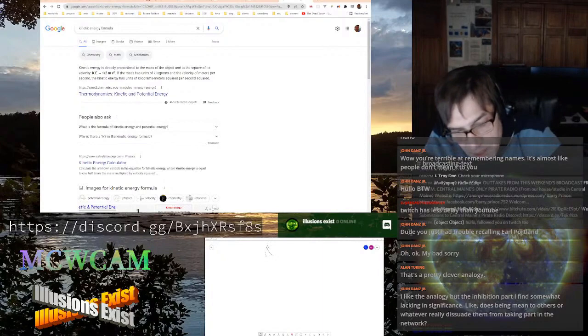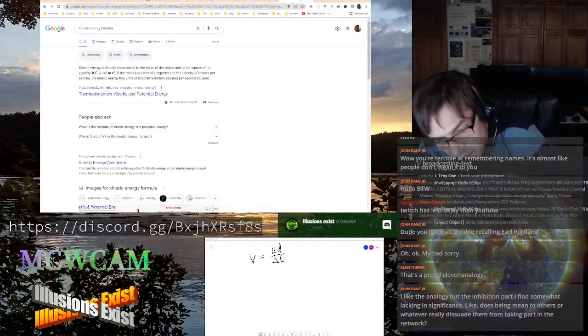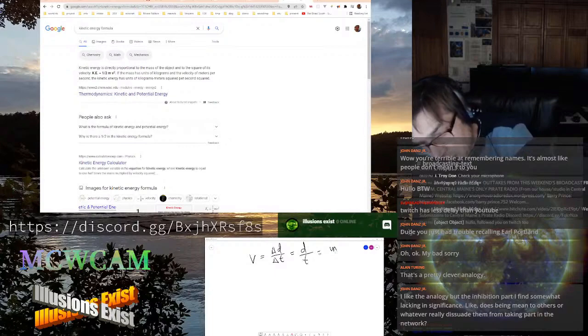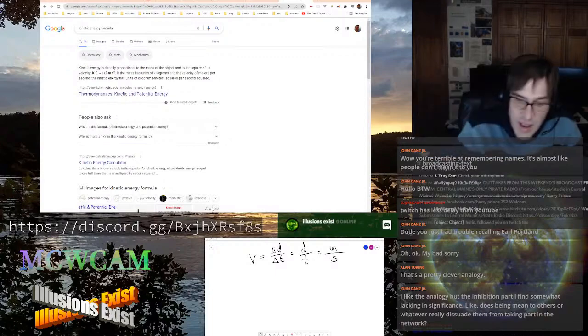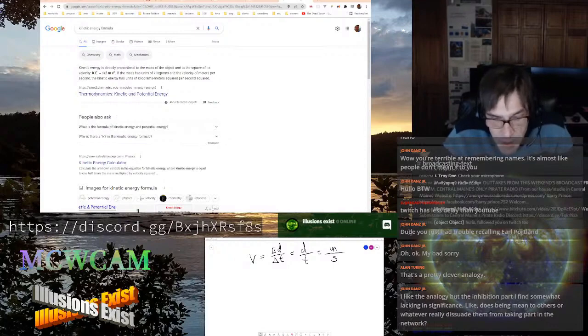So here's the thing. Remember, velocity equals the change in distance over the change in time, which is another way of saying just distance over time, which is meters per second. It could be miles per hour, whatever. We're going to use meters per second.